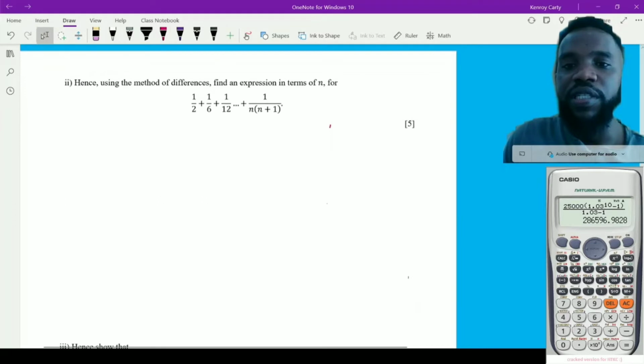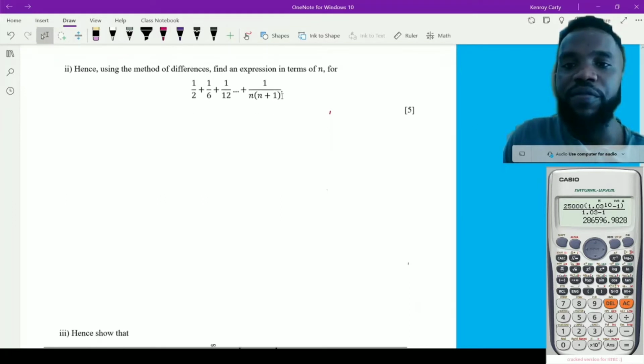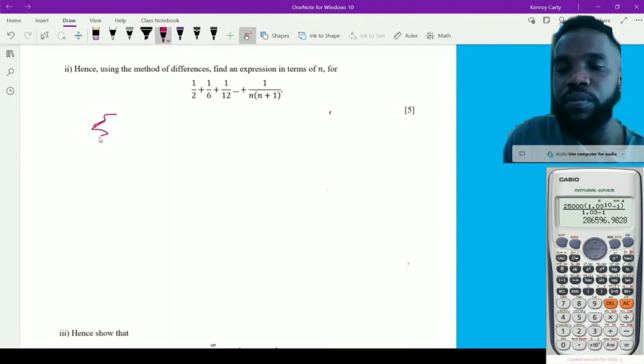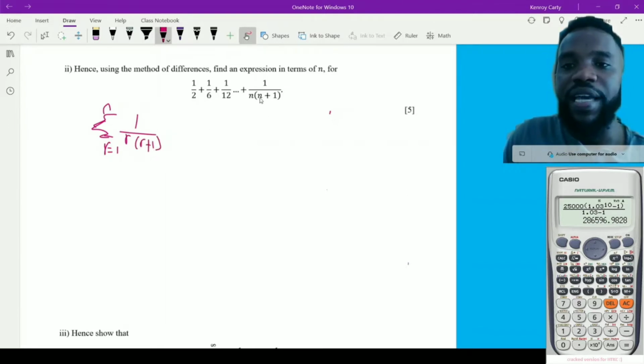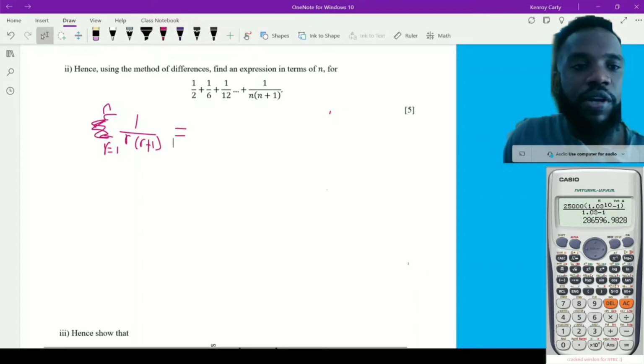Part B, hence using the method of difference, find an expression in terms of n for this. Alright, there's an easy way that I can condense this. I can simply say that this is really the sum from r equal 1 up to n of 1 over r into r plus 1. The reason why you have n up here is because this is the n term. This is the very last term. This is the term you get when you put in n. Now, of course, I'm going to go back to part A.